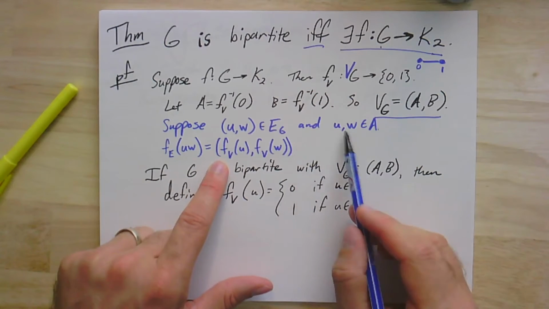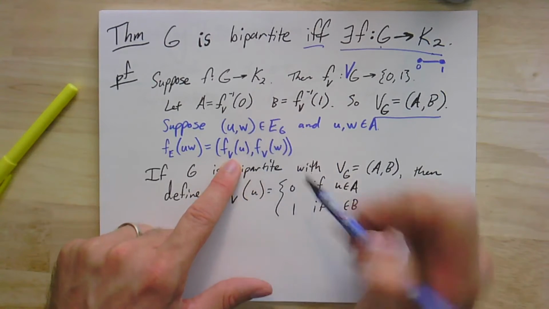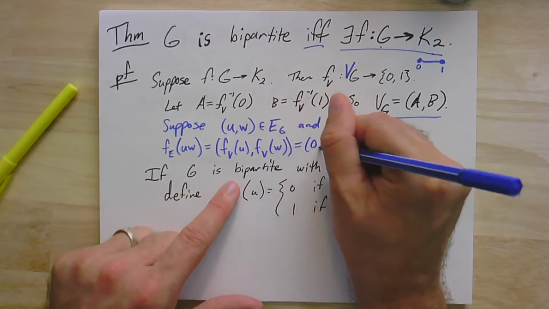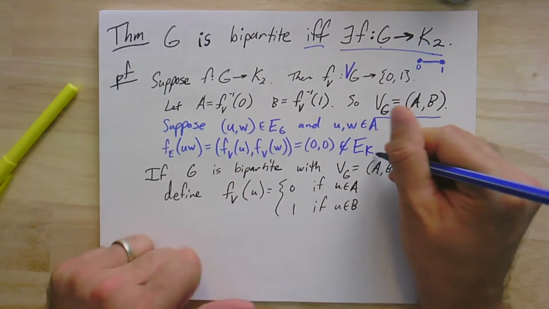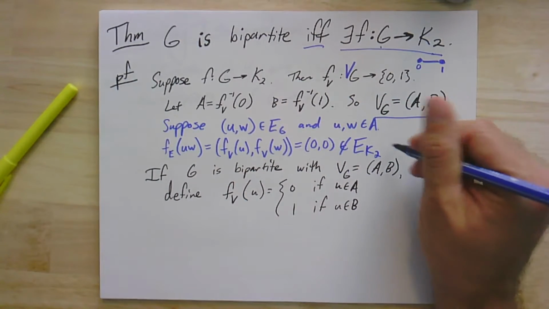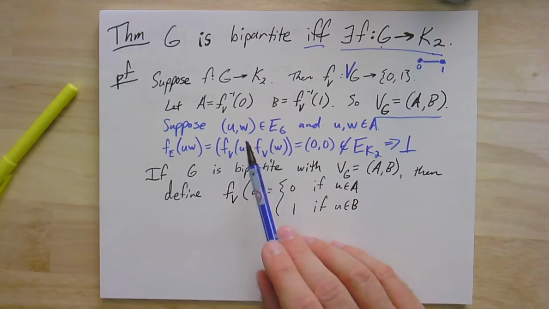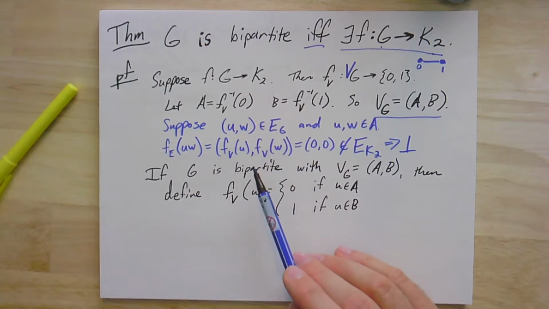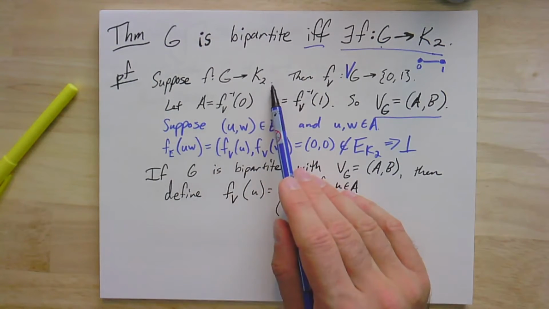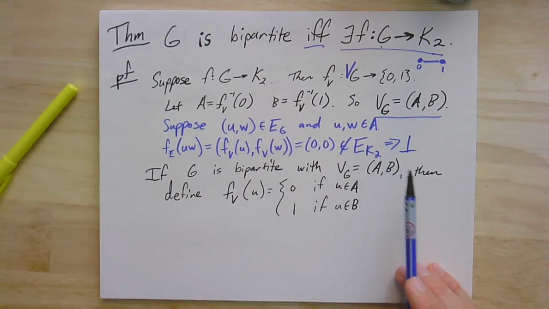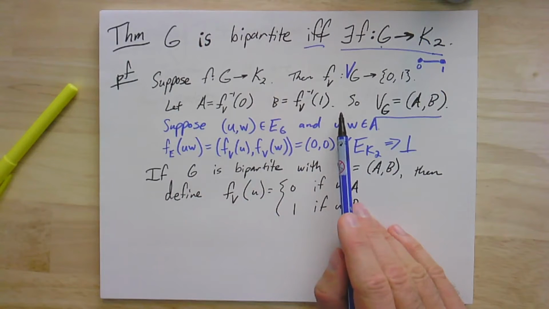And by definition, since they're in A, it means that they map by FV to 0. So this is equal to 0, 0, which is not in the edge set of K2. And so that would be a contradiction. Okay, so it can't be the case that both ends of any edge are in A, and the proof is similar for B. And so we get, in this case, if we have the homomorphism, then it must be bipartite. All the edges have to go from this A to this B.